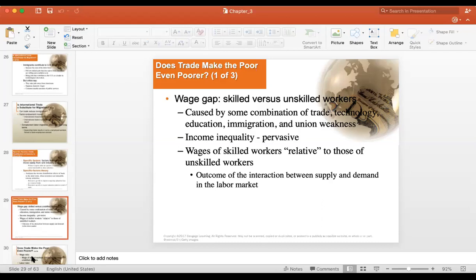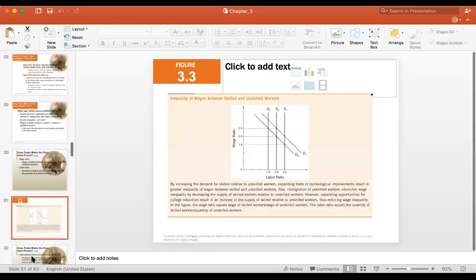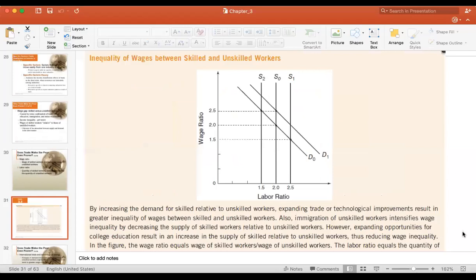So let's go and see what's going to happen here. There you have it. This is your model. Okay, everyone can see that? Yes. Good. Now let's look at demand. This is the initial demand for skilled workers relative to unskilled. And this is our initial supply of skilled workers over unskilled.